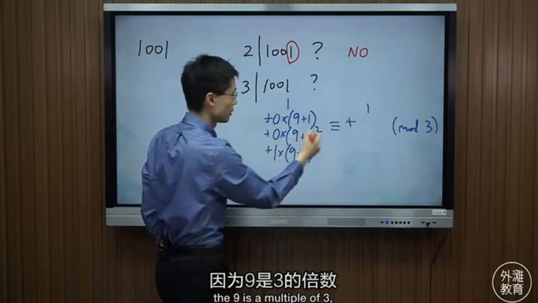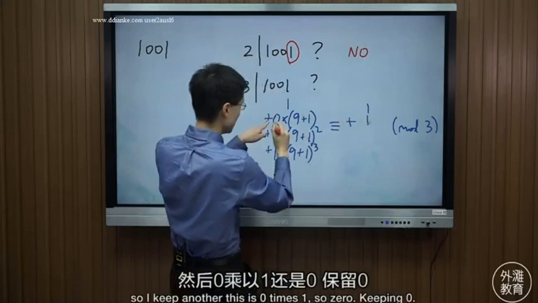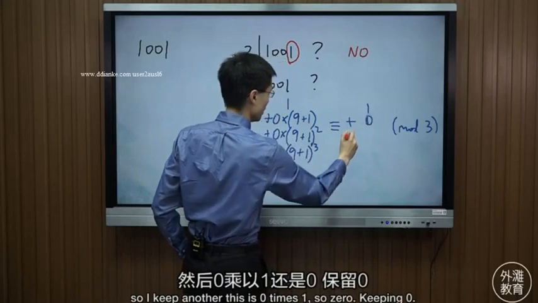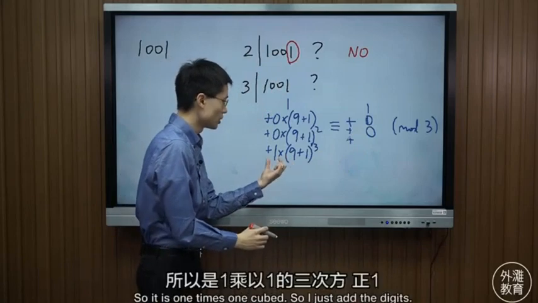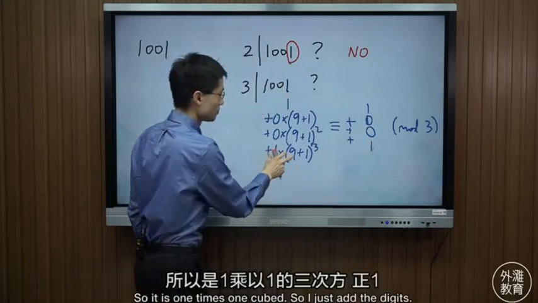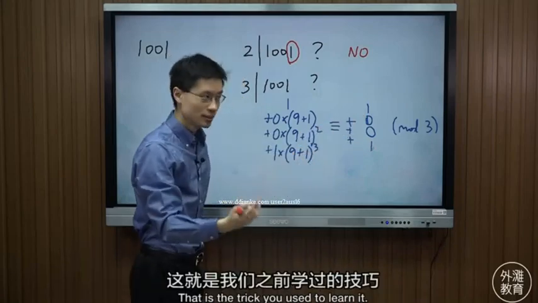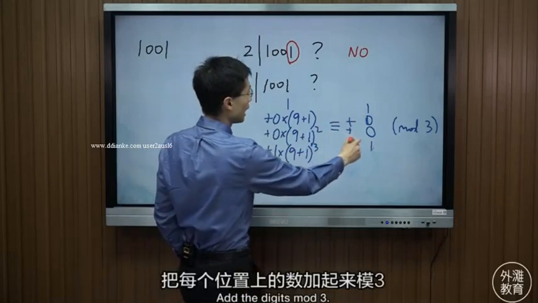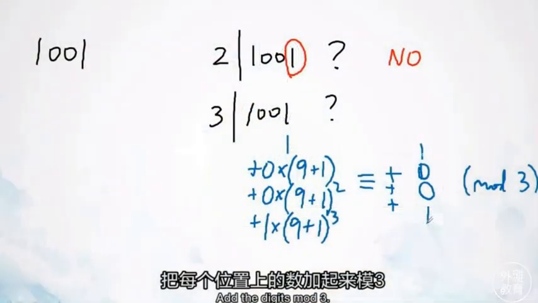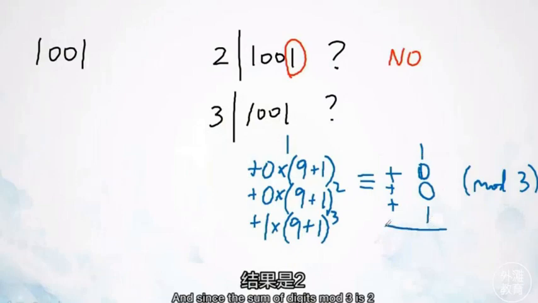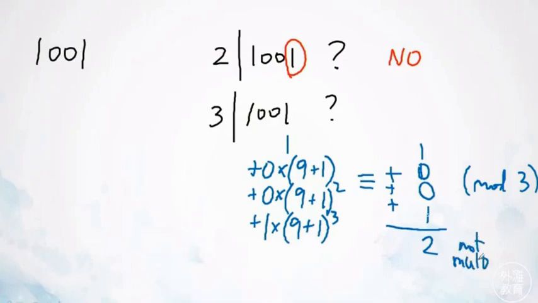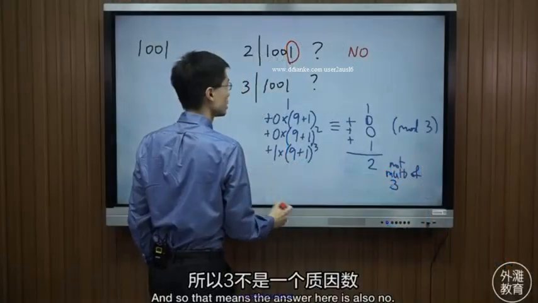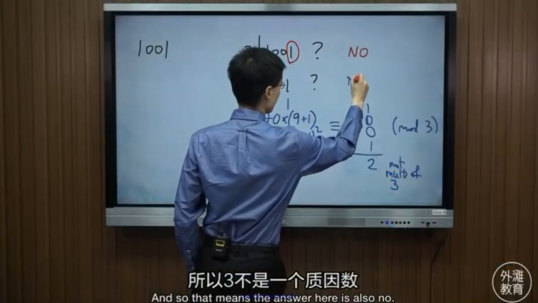9 is a multiple of 3. So I keep another, this is 0 times 1, so it's 0. Then I keep a 0. And the last one, the 9, is a multiple of 3, so it's 1 times 1 cubed. And so I just add up the digits. That's the trick that you're used to learning: add up the digits mod 3. And since the sum of the digits mod 3 is 2, this is not a multiple of 3. And so that means that the answer here is also no.